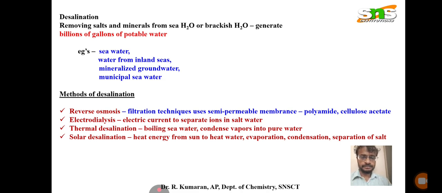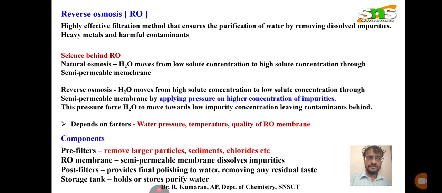Solar desalination uses heat energy from the sun to heat the water, so evaporation happens, then condensation happens, and finally the impurities are separated from the water. That is called solar desalination. These are some of the techniques in desalination. Among those, we are going to discuss reverse osmosis, a highly effective filtration method.